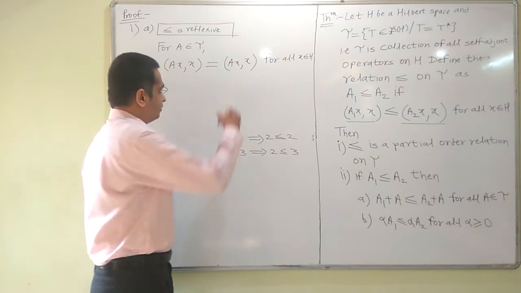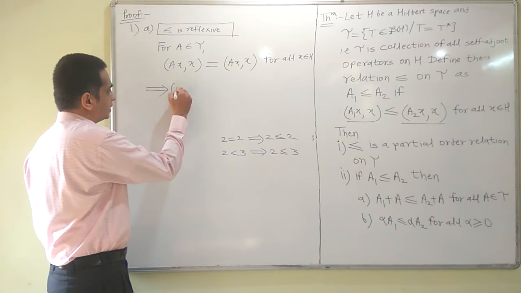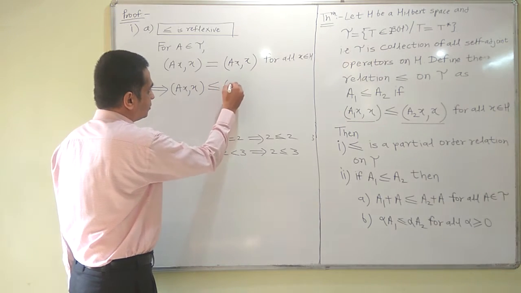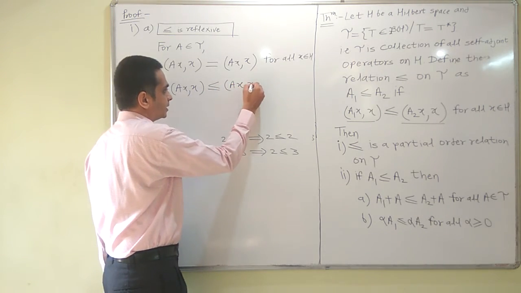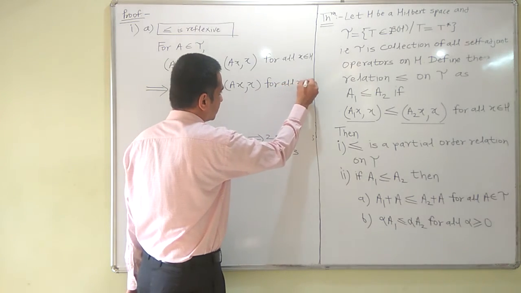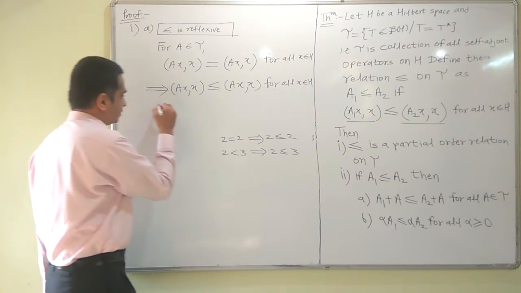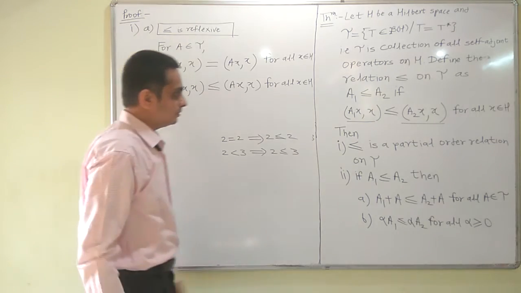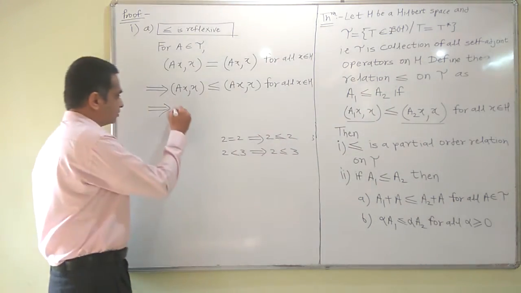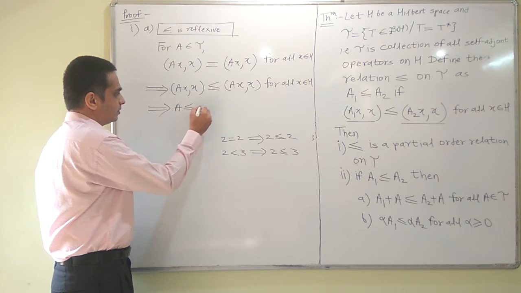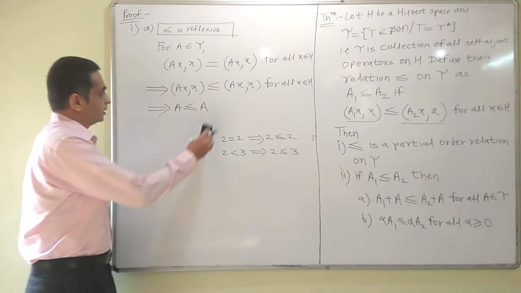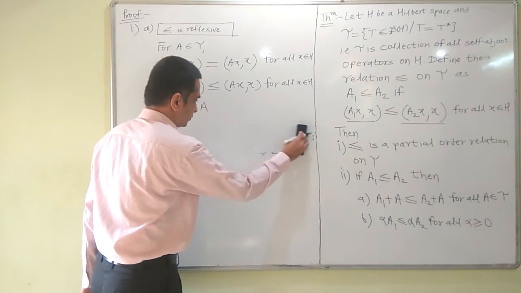So with this I could write the inner product of Ax and x is less equal to the inner product of Ax and x for all x belongs to H, and by definition, A1 is less equal to A2 if and only if this condition gets satisfied. So I can write that A is less equal to A. This proves that less equal to is reflexive.